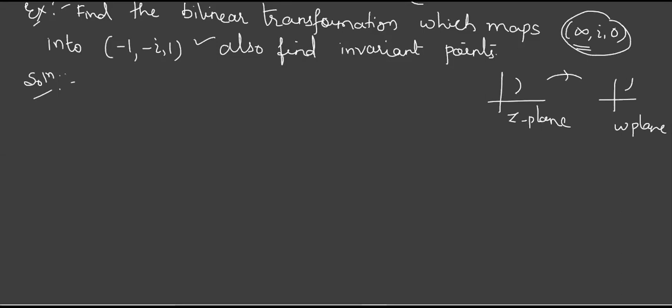Z, ma'am. Yeah, the first set is for Z, because you should read the question carefully. Sometimes they give it in a reverse way. So here these points are being mapped into this. Means these, infinity, i, 0, are the values of Z given.